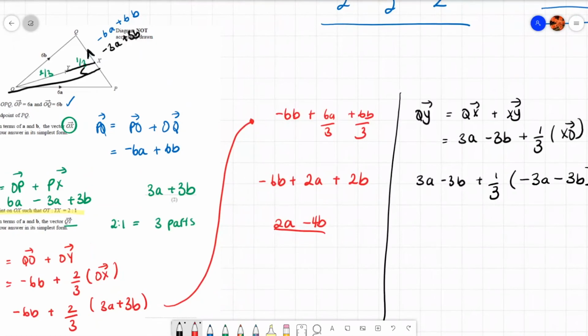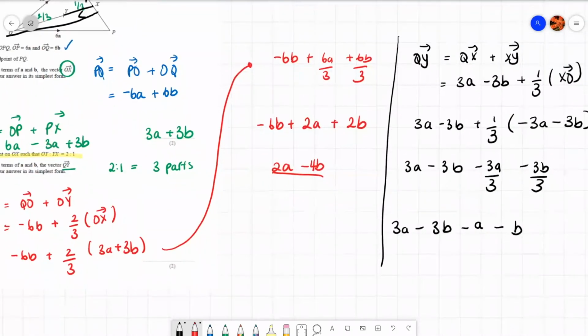Okay, so let's simplify that out. 3A minus 3B. Okay, here I've got minus 3A over 3 minus 3B over 3. Well, minus 3 divided by minus 3 is just minus 1. So minus 1A and minus 1B. Okay, well, let's quickly just sort this out. 3A minus A is 2A, minus 3B minus another B is minus 4B. And you can see we've ended up with exactly the same answer.